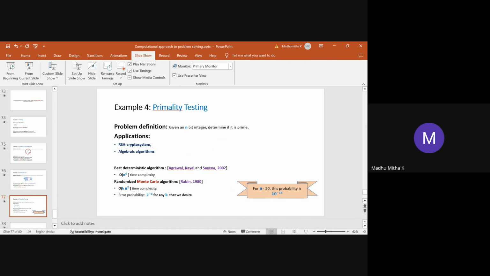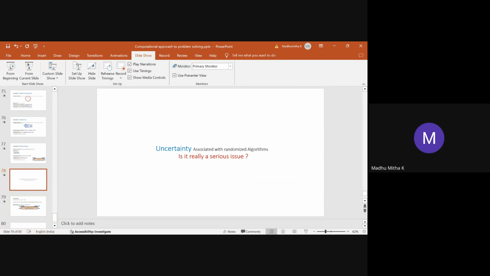Finally, the primality testing. These are generally used for encryptions. I think you have heard of the very famous algorithm for RSA and algebraic algorithms. These algorithms give a good time complexity for both deterministic algorithms and randomized algorithms. So the RSA crypto system is used in many applications for this primality testing.